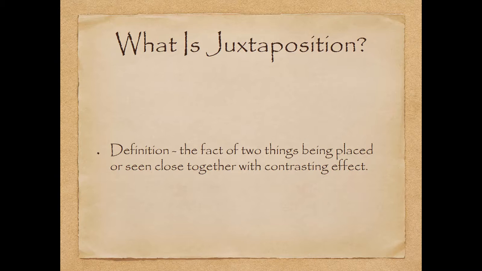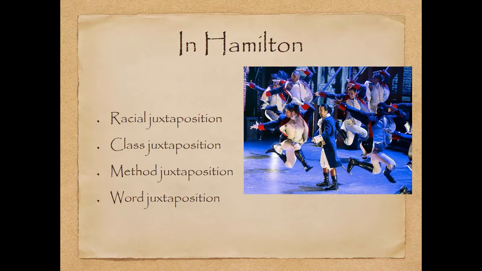For starters, what is juxtaposition? What does this fancy word mean? It's simply the fact of two things being placed together with contrasting effects. In layman's terms, it's when you place two starkly different things next to each other to make a point of the vast differences between them. In Hamilton, we see multiple different types of juxtaposition. We have racial juxtaposition, class juxtaposition, method juxtaposition, and word juxtaposition, being just a couple of the ones that we're going to highlight in this lecture.